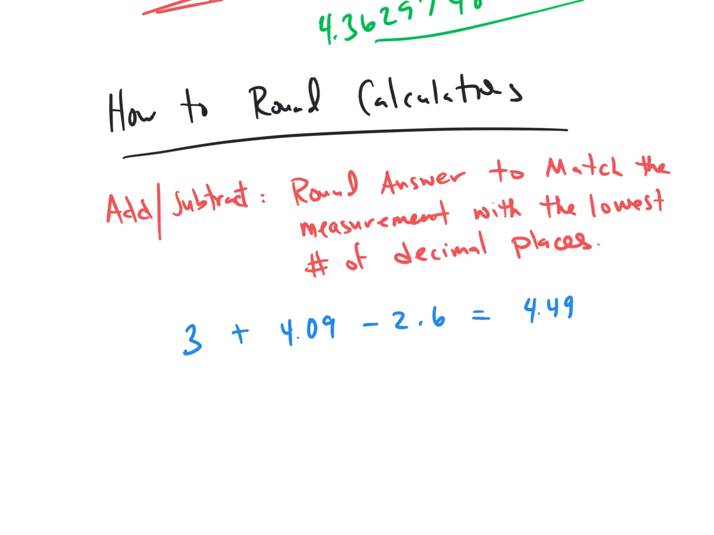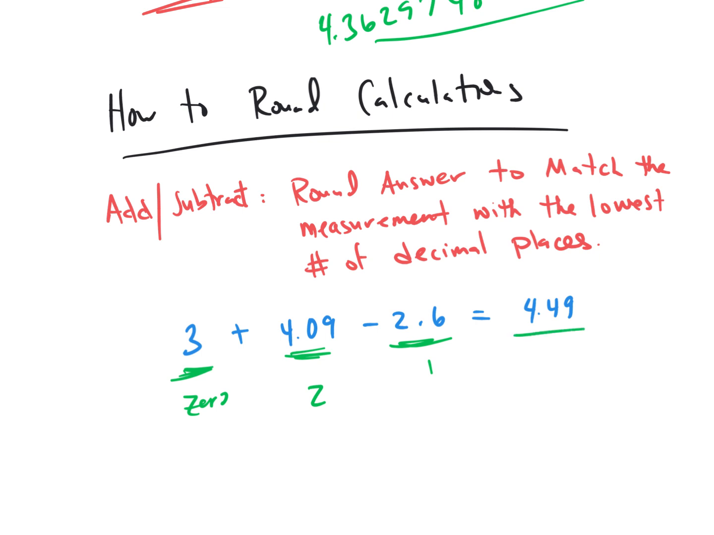So here's what we do. Round the answer to match the measurement. Here we have 3 different measurements. Match the measurement with the lowest number of decimal places. How many decimal places does this 3 have? 0 decimal places. What about this one here? 2 decimal places. What about this one here? 1. So our answer should have how many decimal places? 0. The lowest number of decimal places.